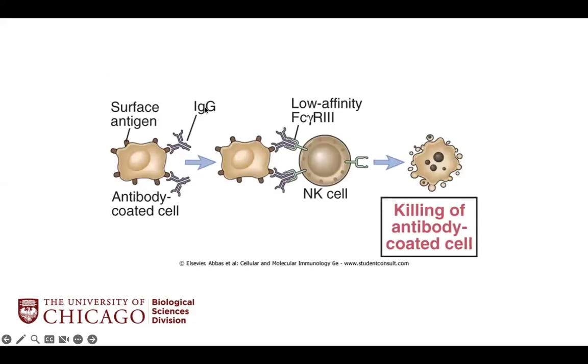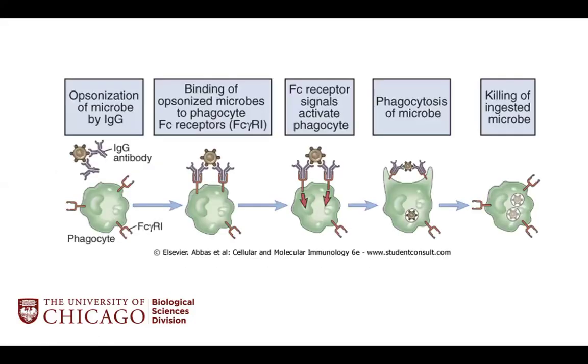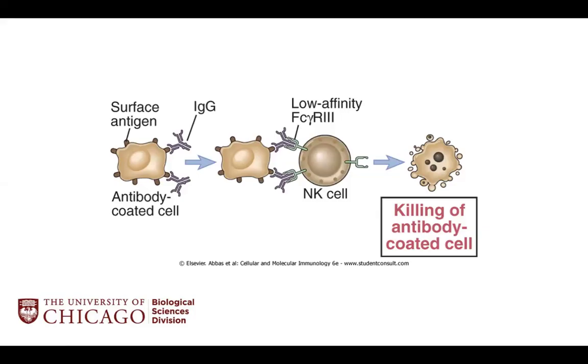And here is a nice picture of exactly how this works. Here is your cell, which could be self, could be infected, and there's antigen getting displayed. IgG will bind to it, and through FC gamma R3 on the NK cell, it will bind, and that will signal the NK cell to actively kill that cell off.